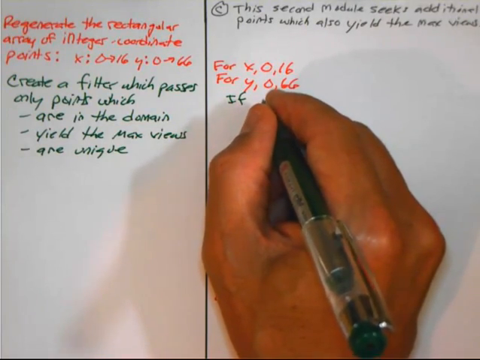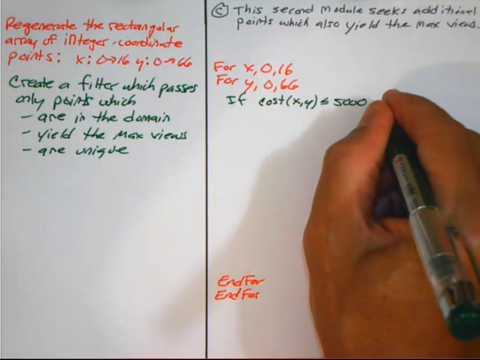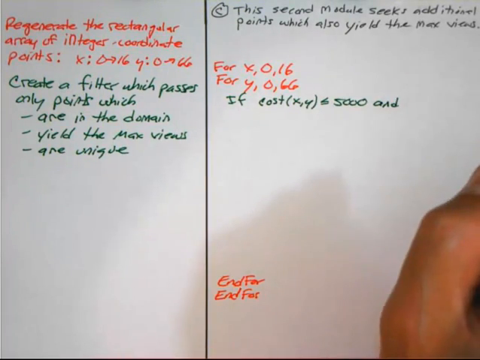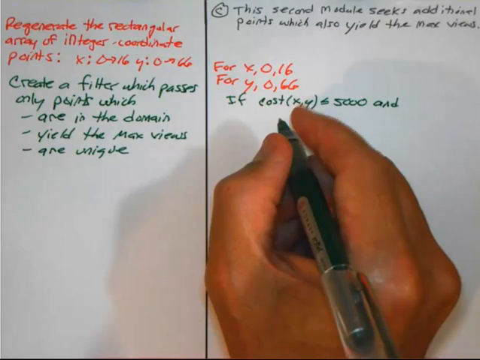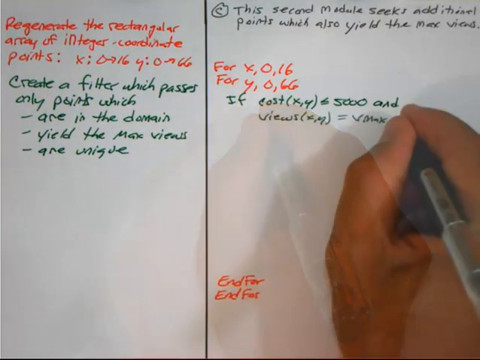That is that the cost function has to have a value less than or equal to 5,000. And I need a logical and here. We need the number of views to equal the maximum, so that would mean and.